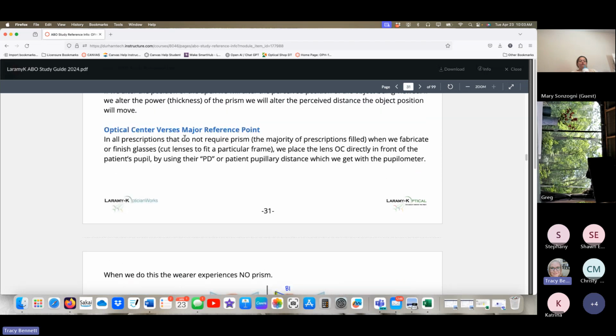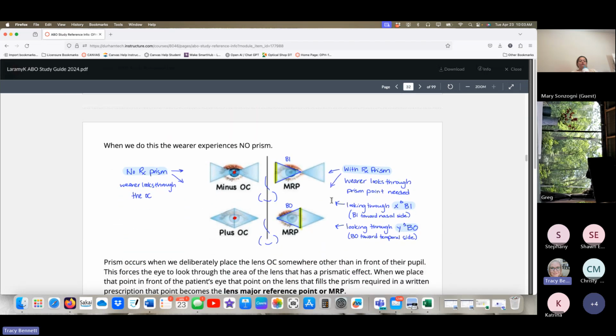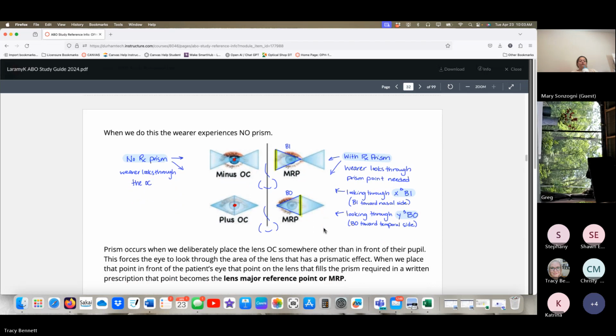Optical center versus major reference point. Yeah, so this is showing if the person's looking through the OC, then they're looking through, on a minus lens, the apex point where the two apexes meet. And with a plus lens, if they're looking through the OC, then they're looking through the place where the two bases meet, because that's the shape of the lens. Minus is thinner in the center and plus is thicker in the center.